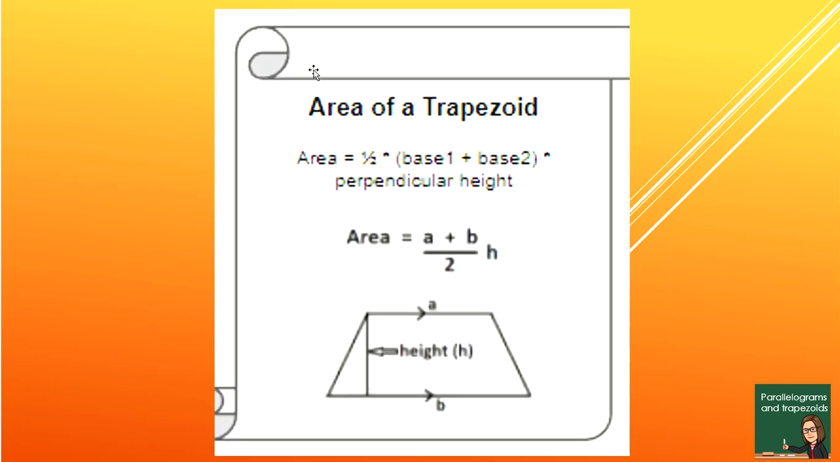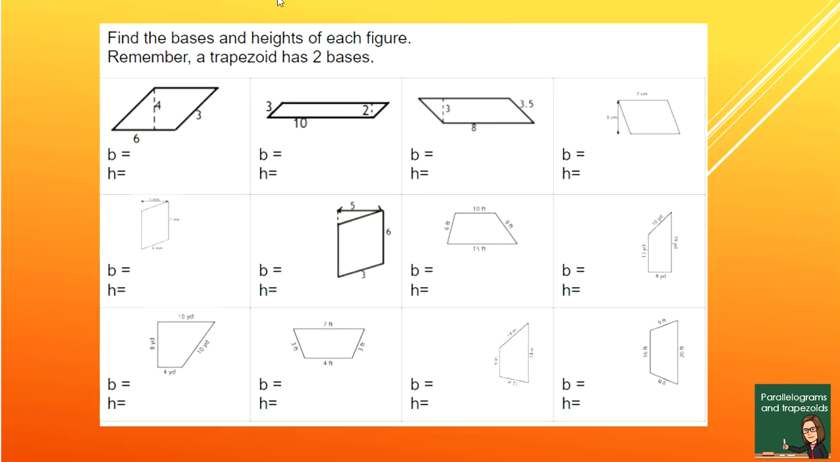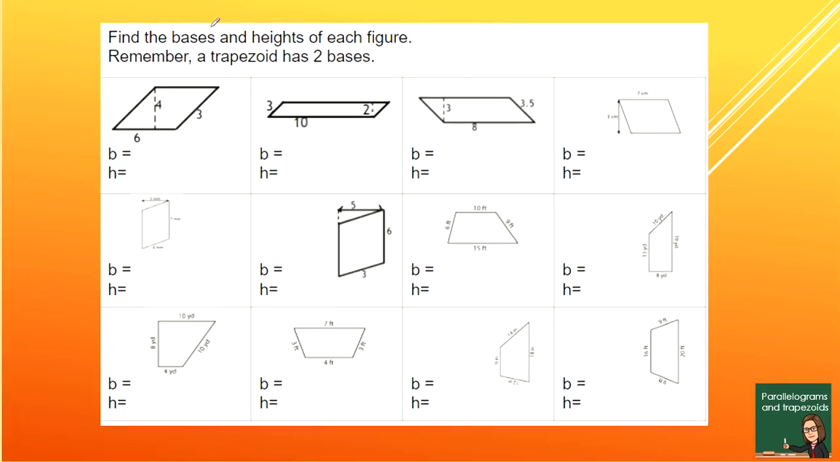And then the area of a trapezoid is going to be a little bit different. You're going to have two parallel sides that you're going to add together and divide by 2, and then multiply it times the perpendicular height. And we'll go through that. So the first thing we're going to do is look at some shapes and try to figure out what the base and the heights are of each of these shapes. So here are my figures.